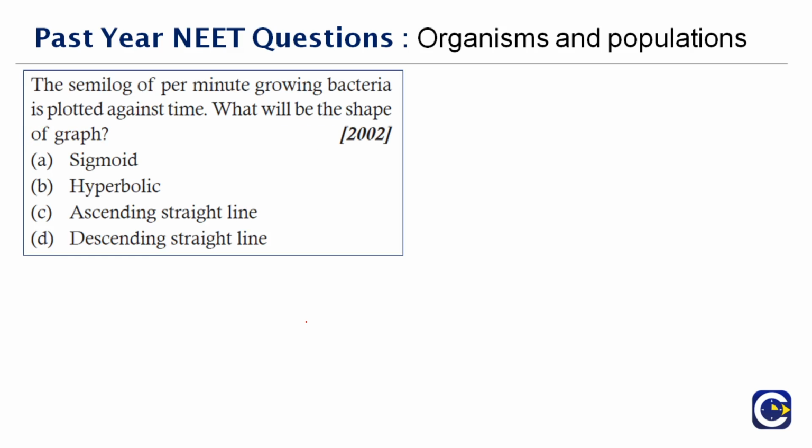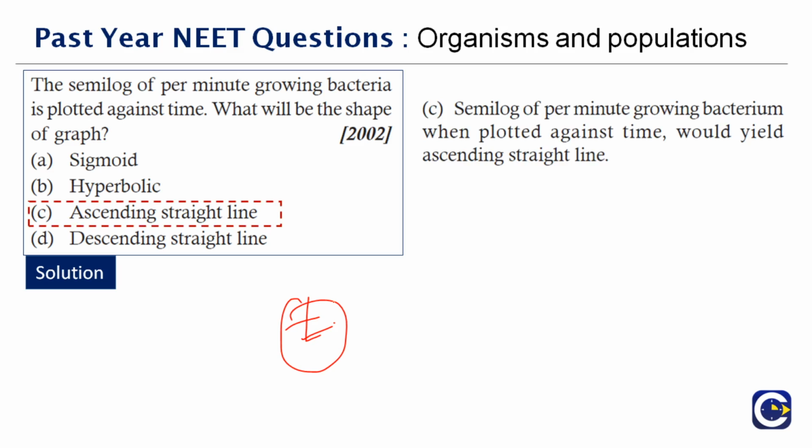Next question here. The semi-log of per minute growing bacteria is plotted against time. What will be the shape of the graph? Okay, this is a direct question here, but you need to do a little logic here. The semi-log of per minute growing bacteria is plotted against time, which is t. What will be the shape of it? It will be an ascending straight line. Ascending is going from the lower to the higher, while descending is from higher to lower. So it's moving from lower to higher.